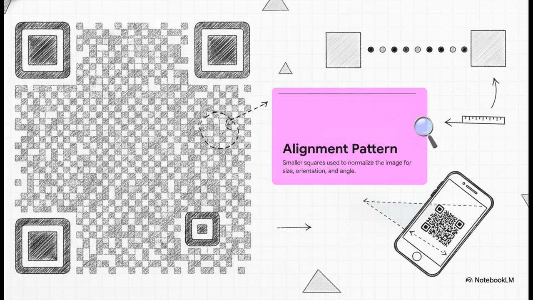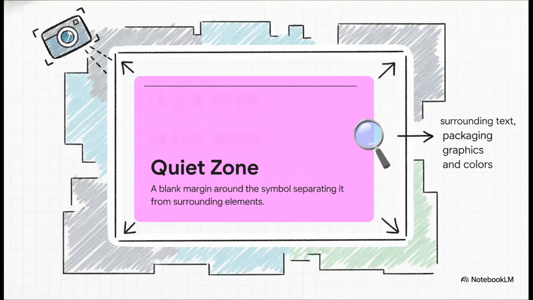Let's say the code is printed on a highly curved surface, like a disposable coffee cup. The timing pattern ensures the software still knows exactly where column 15 and row 20 intersect without ever losing its place. Oh, and we absolutely cannot forget the quiet zone. This is a mandatory blank margin surrounding the entire matrix, and it acts as a vital digital buffer. Your phone's processor desperately needs this visual breathing room.